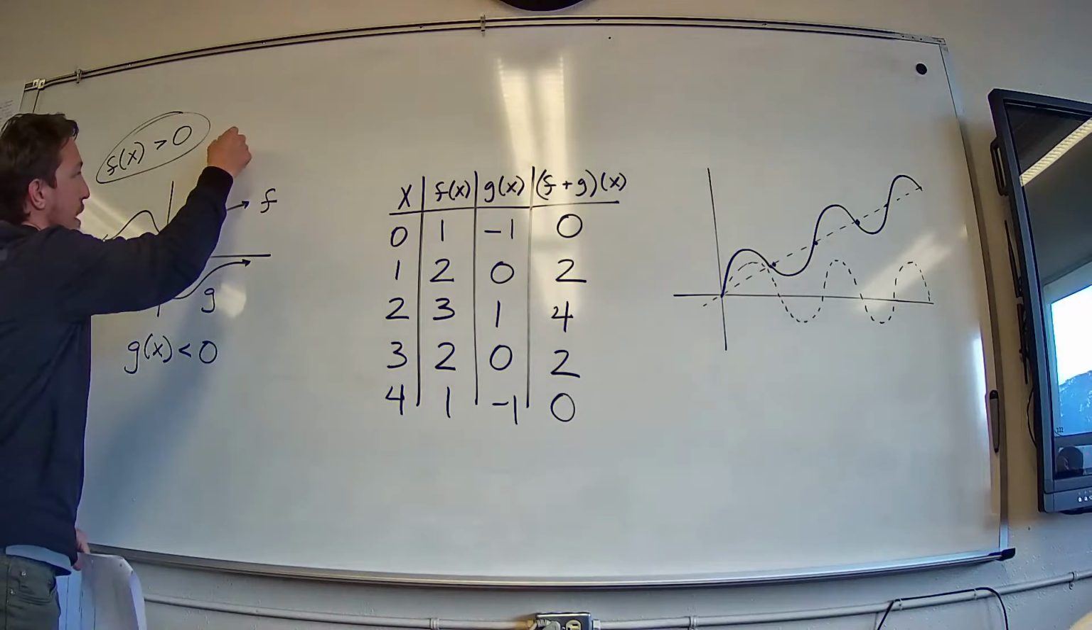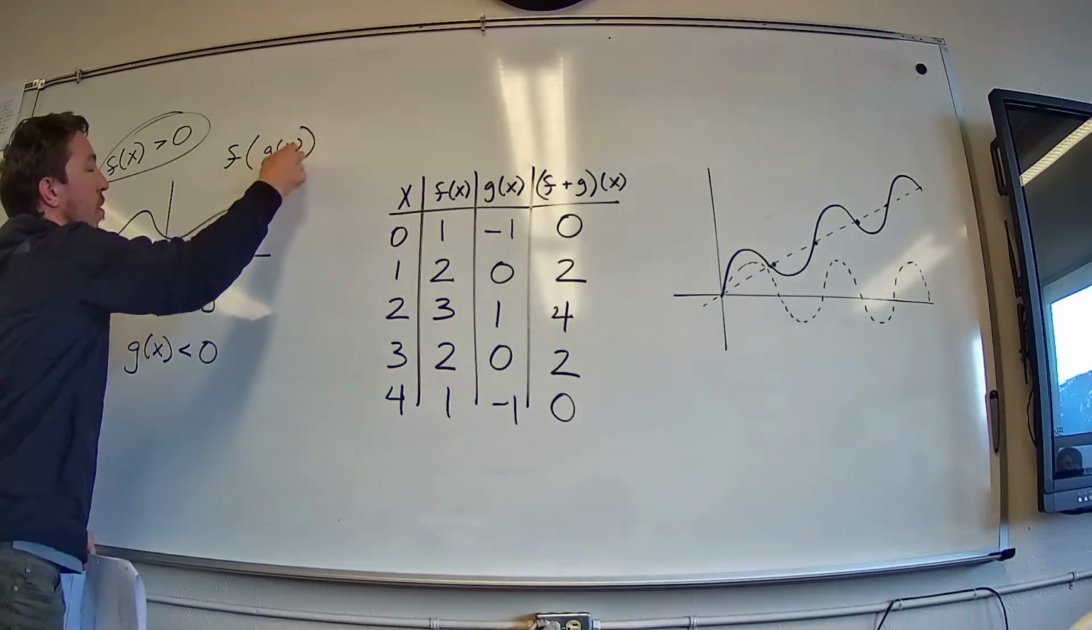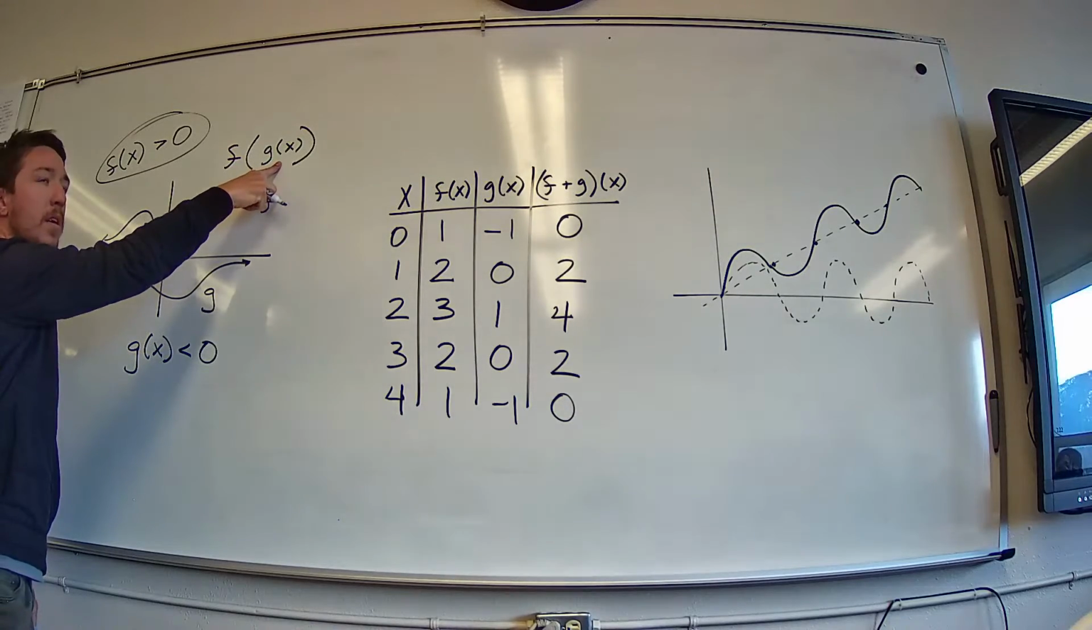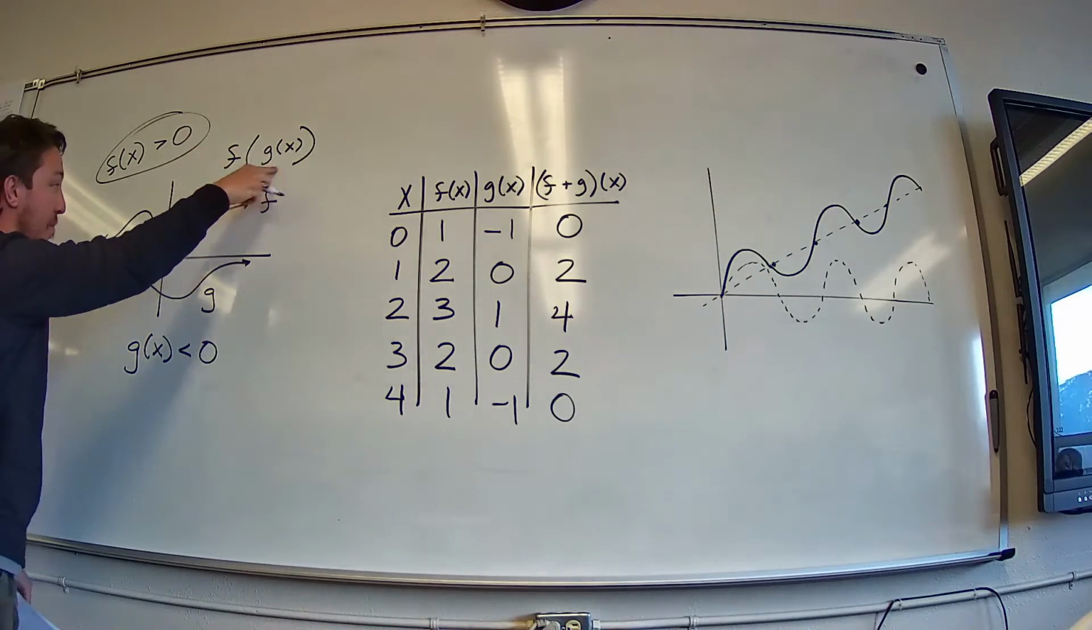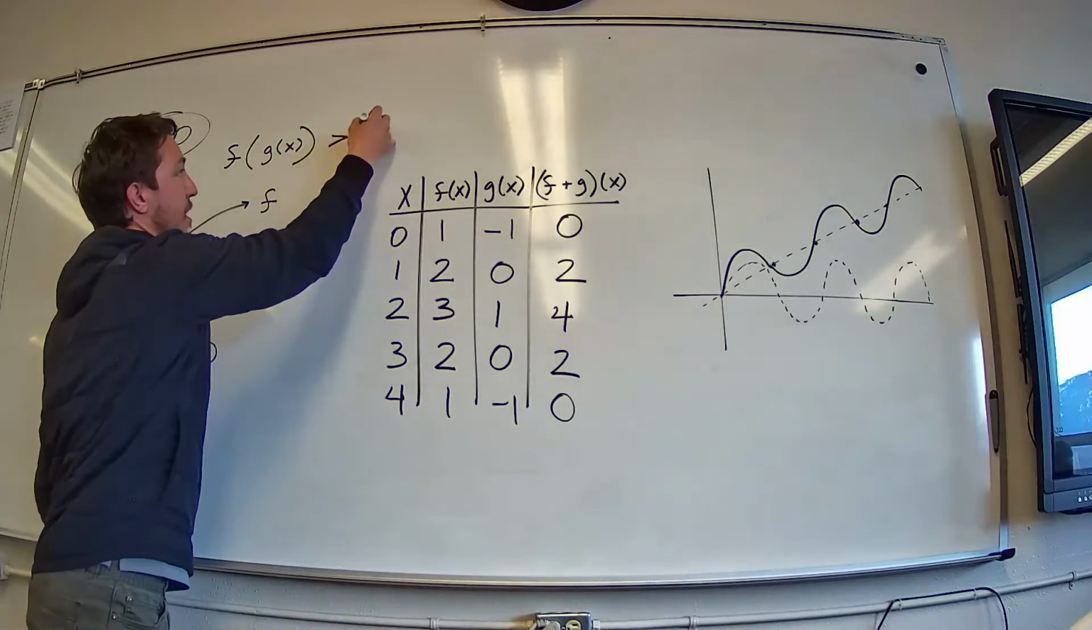So then let's examine what happens if you go F of G of X. Well, what kind of number is this going to be? It's going to be a negative number. But isn't F of a negative number still positive? Yes. So this is always going to be positive.